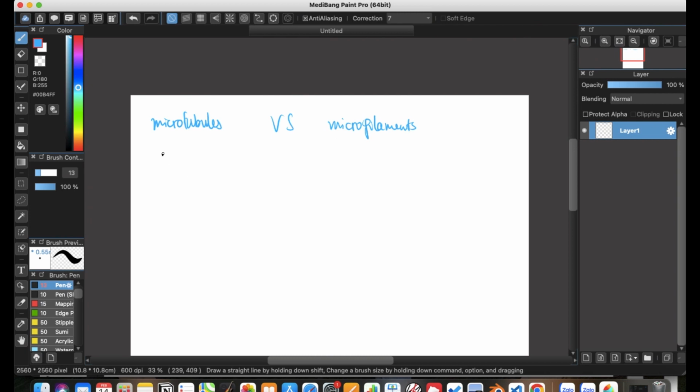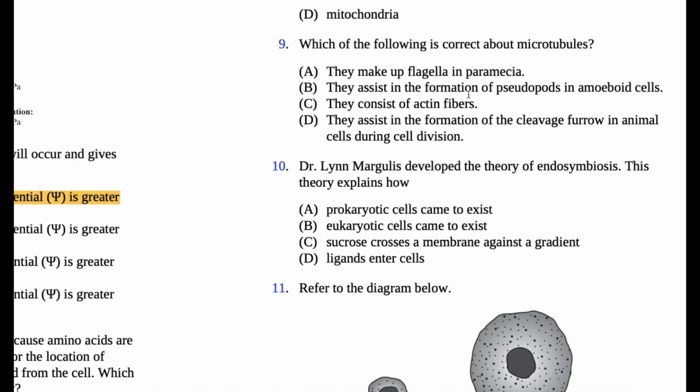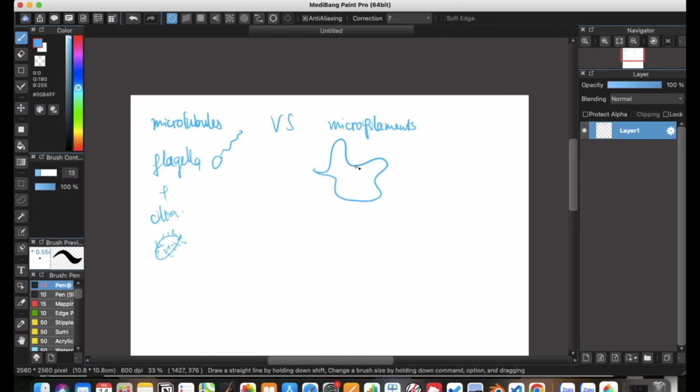So here you can see that microtubules actually make up the flagella and the cilia. The flagella is going to be a long tail-like structure, and cilia is going to be many short hair-like structures. And microfilaments deal with the formation of pseudopods in amoeba, right?